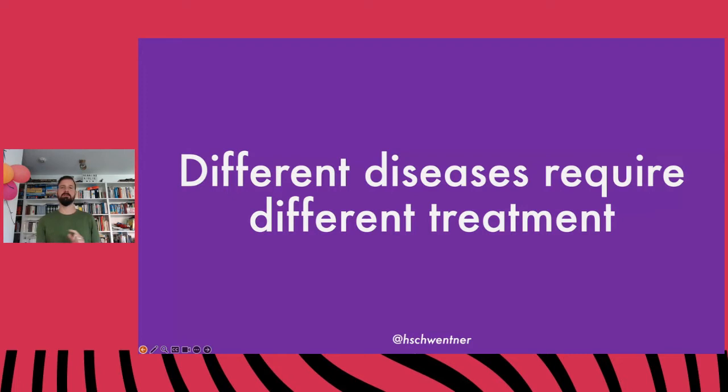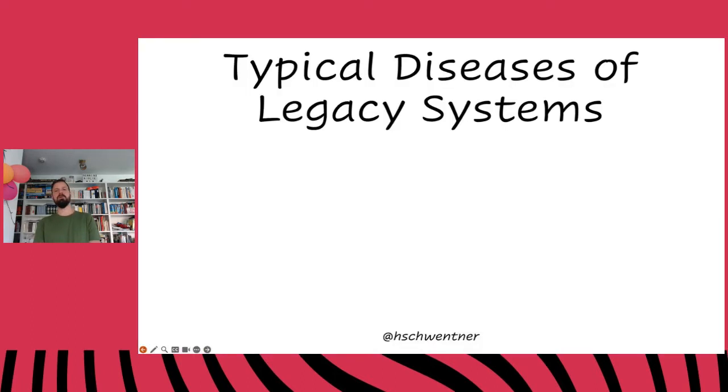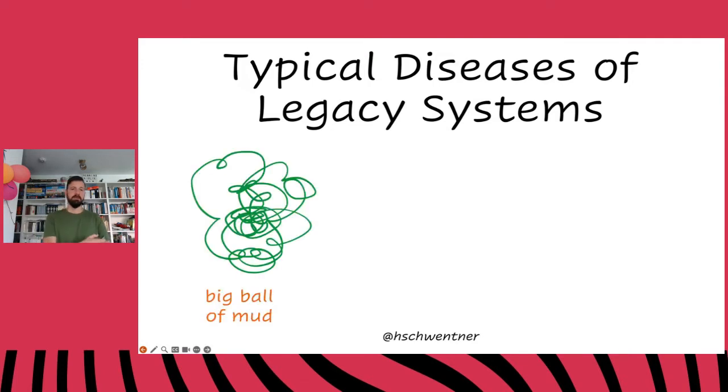And that's important because different diseases require different treatment, right? And what are the typical diseases that we can find in a legacy system? So one typical disease that we find is that the old system has become a big ball of mud. That means there is no structure in it. Everything is connected to everything else. And especially important for us today, there is no vertical structure inside the system.